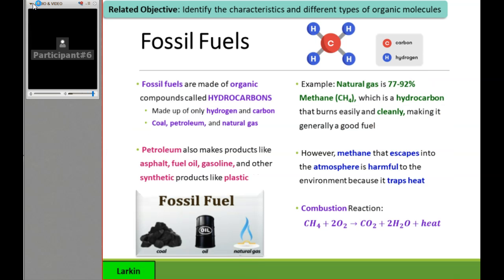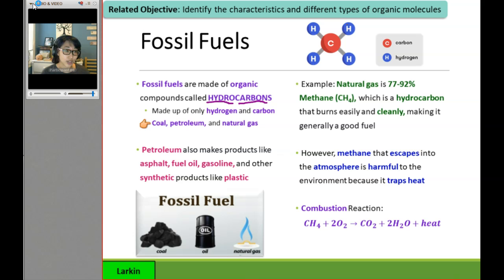Cool. All right, let's go ahead and talk a little bit about fossil fuels. So fossil fuels are, in fact, organic compounds. They're organic compounds called hydrocarbons. The reason they're called hydrocarbons is because they're made up of hydrogen and carbon, and only hydrogen and carbon. So that is where that name comes from. You can see examples up here on the right. This includes things like coal, petroleum, and natural gas. So basically, a lot of the ways that we power our current United States.